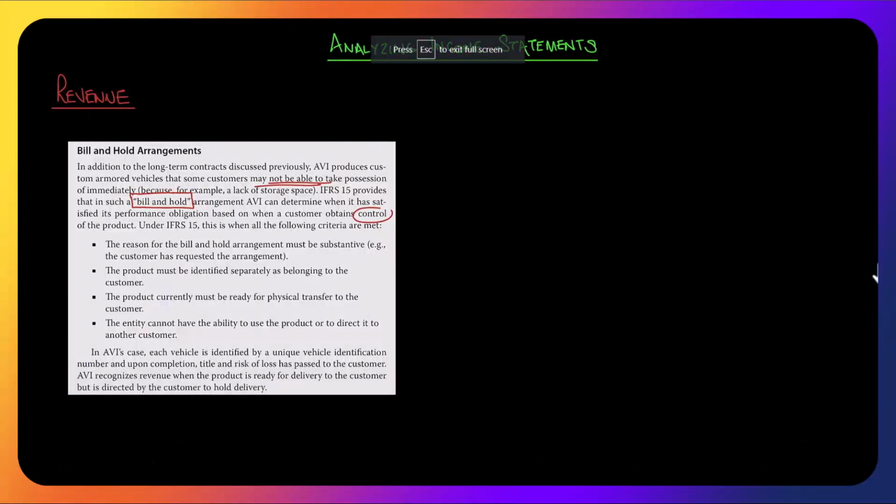Under IFRS 15, this is when all the following criteria are met. We're concerned because we said we'd like the customer to have physical ownership of the asset for us to recognize it. But IFRS 15 is accepting that's not possible in every case. So what you have to do is come to me and say, okay, I realize the customer doesn't have physical possession, but here's the reasons why. They're not able to. It's a bill and hold arrangement. And I'll say, as the standard writer, if you can prove all 4 of these to me, I'll overlook the fact that they don't have physical possession.